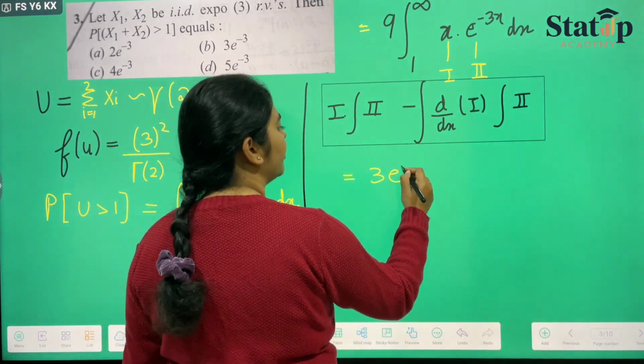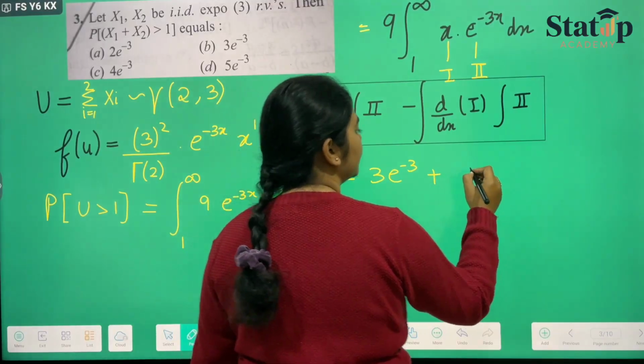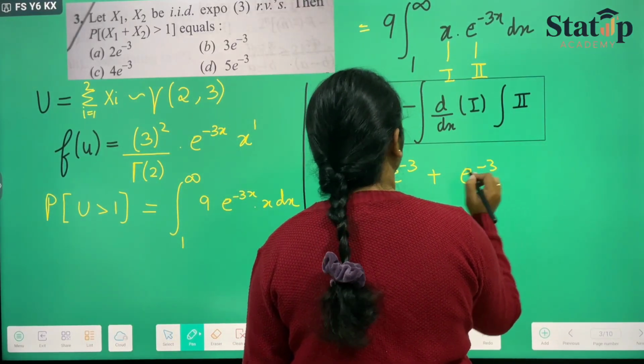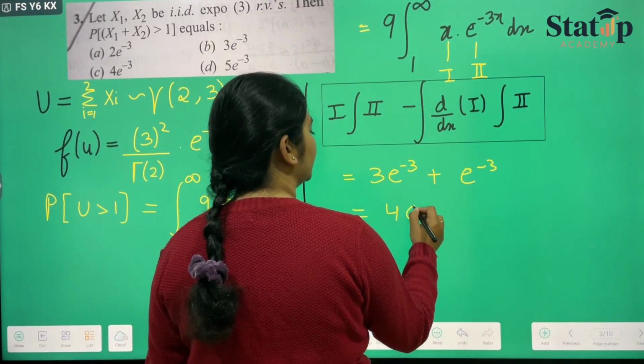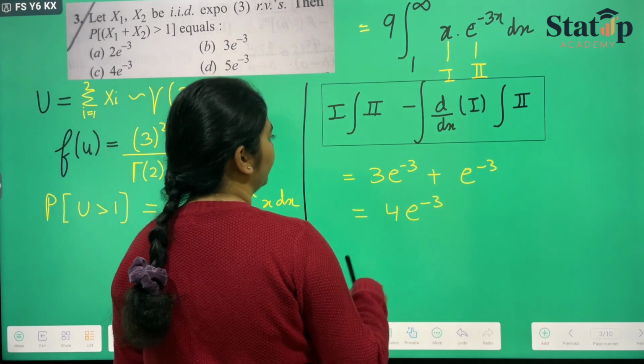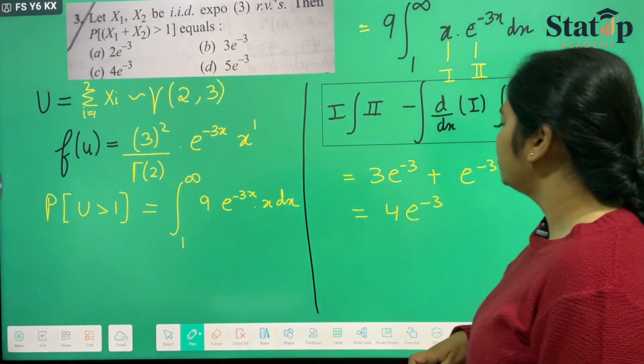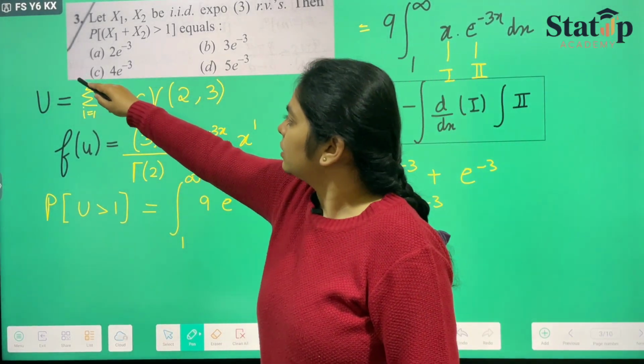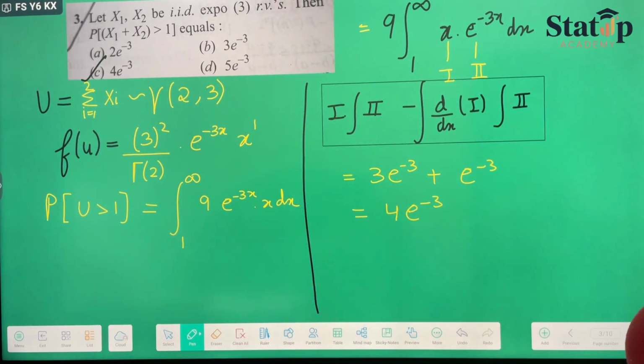3 e raised to the power minus 3 plus e raised to the power minus 3, which will form as 4 e raised to the power minus 3. You can solve it on your own. I'm just writing the final answer, which forms our option number C. So that is how you solve the double integration formula.